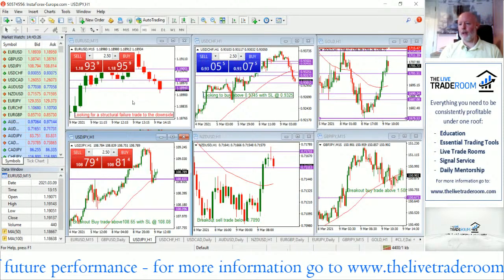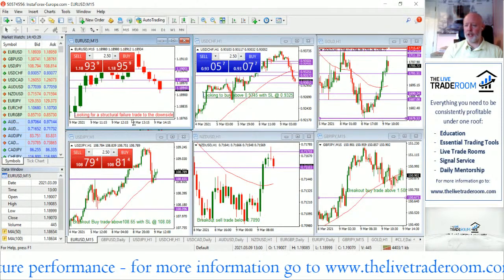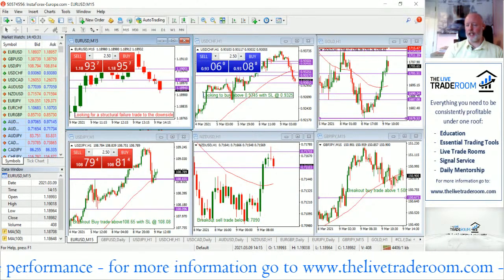Okay, so that's the euro dollar. We're waiting for that structural failure trade to the downside. So currently it's just a pullback off the high.